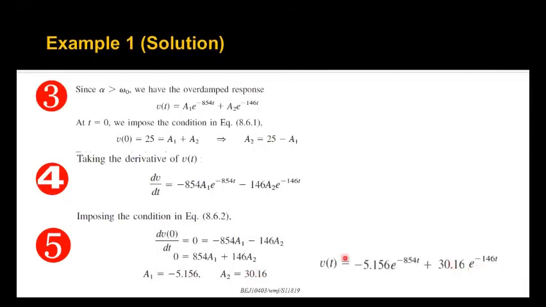Okay, so finally you can solve it, and your general solution becomes this. This is your A1 and this is your A2.